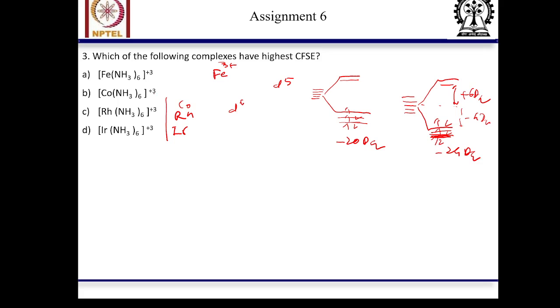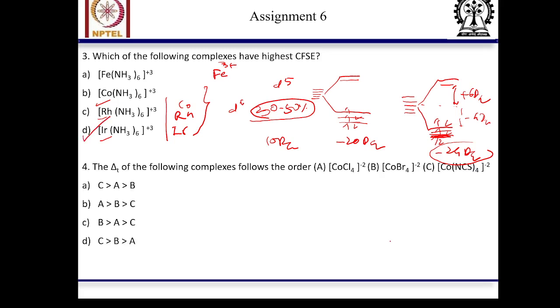So for all three, we have minus 24 Dq. But the thing is that once we go from 3d to 4d, 4d to 5d, every time we see a 30 to 50% increase in the crystal field stabilization energy. So the 10 Dq value will be more for iridium over rhodium over cobalt. So that's why the correct answer is D.